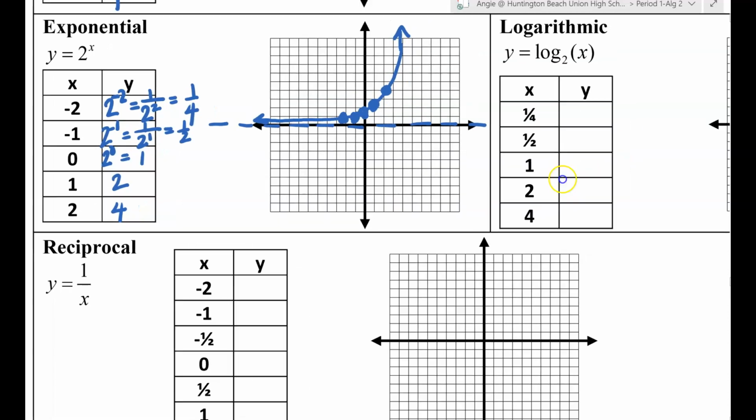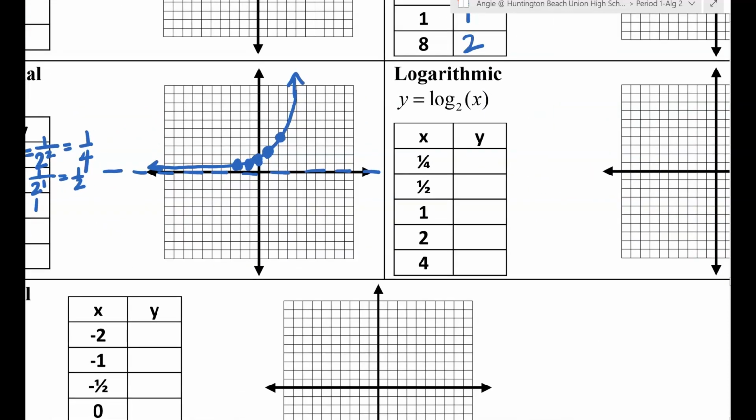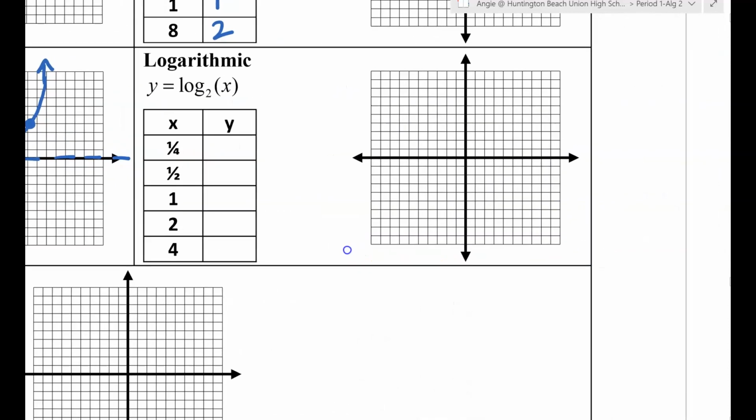Now, your logarithmic function, again, this is just one of the many parent functions, right? Technically, I can have any base function I want. So we're starting out with base 2. Remember we talked about the equivalent function of this in exponential is 2 to the y equals x. If it's 2 to the y equals x, we can pick some y's instead of picking some x.